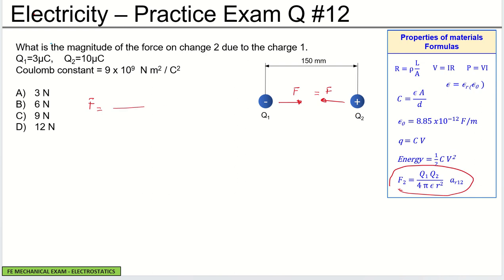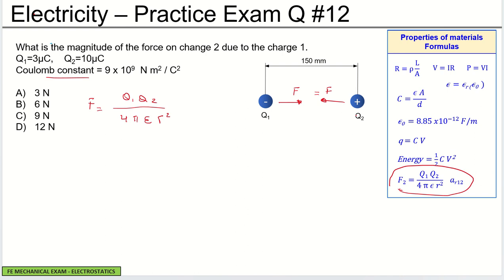We are going to have Q1 times Q2 divided by 4 pi permittivity times R squared, the distance squared. The only problem here is that they give us a Coulomb constant, which, unfortunately, is not in the FE handbook.